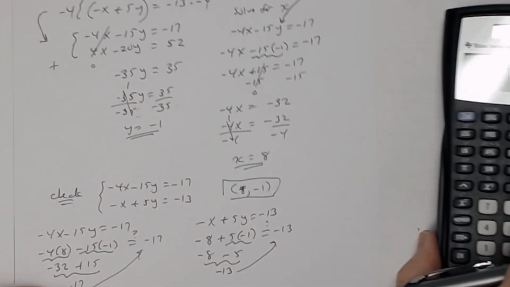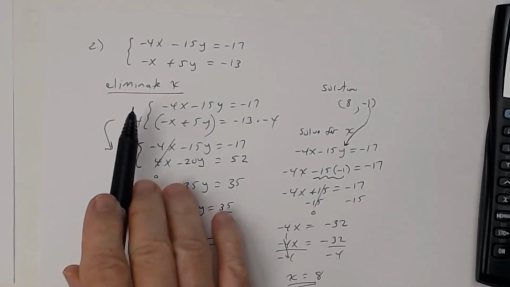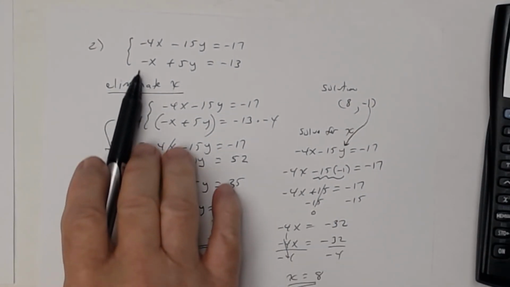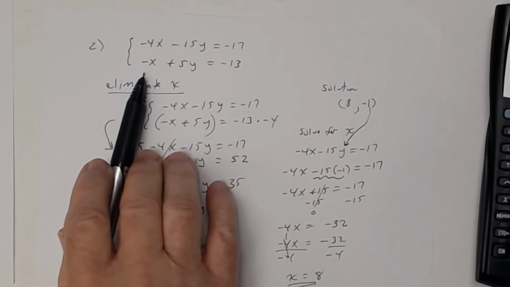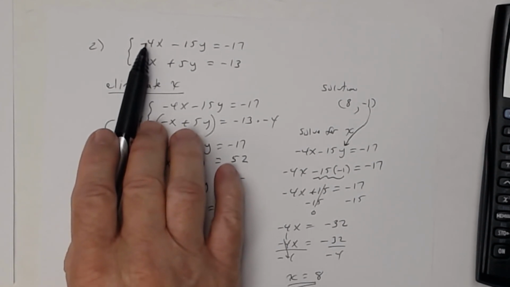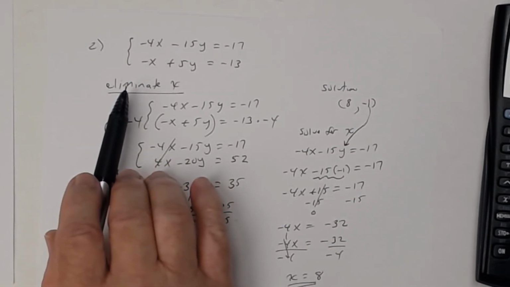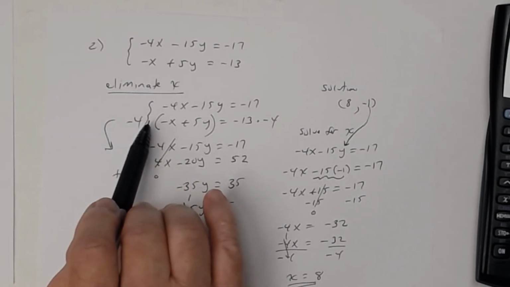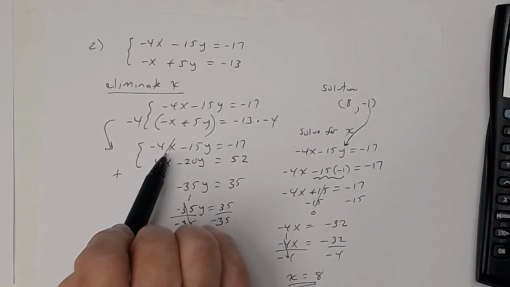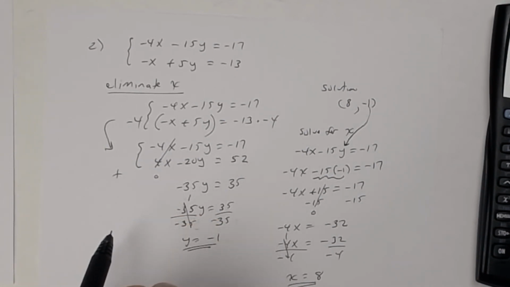Now remember, the way we did this was we first of all eliminated x. To eliminate x, the least common multiple of negative 4 and negative 1 is either 4 or negative 4. Notice I got one to be negative 4, the other to be a positive 4, because I needed those to be opposites.